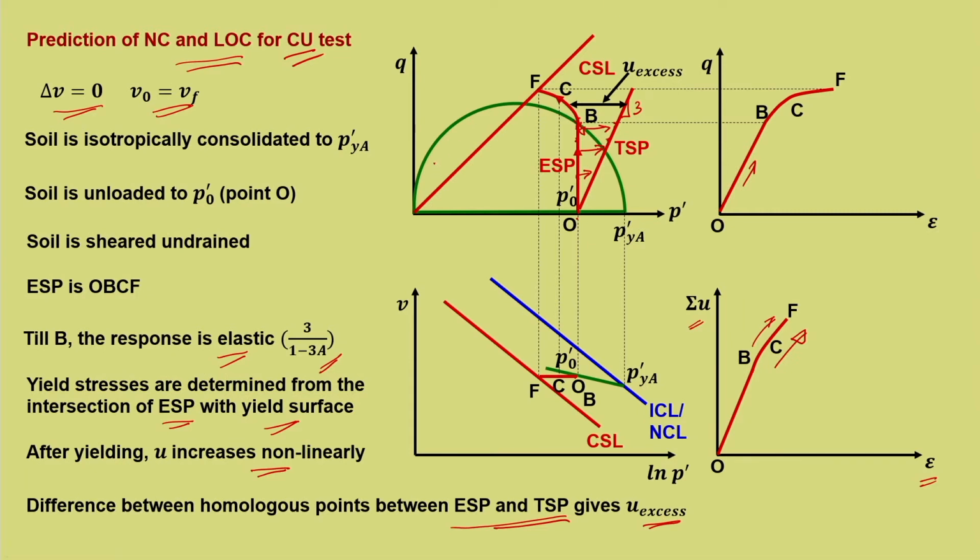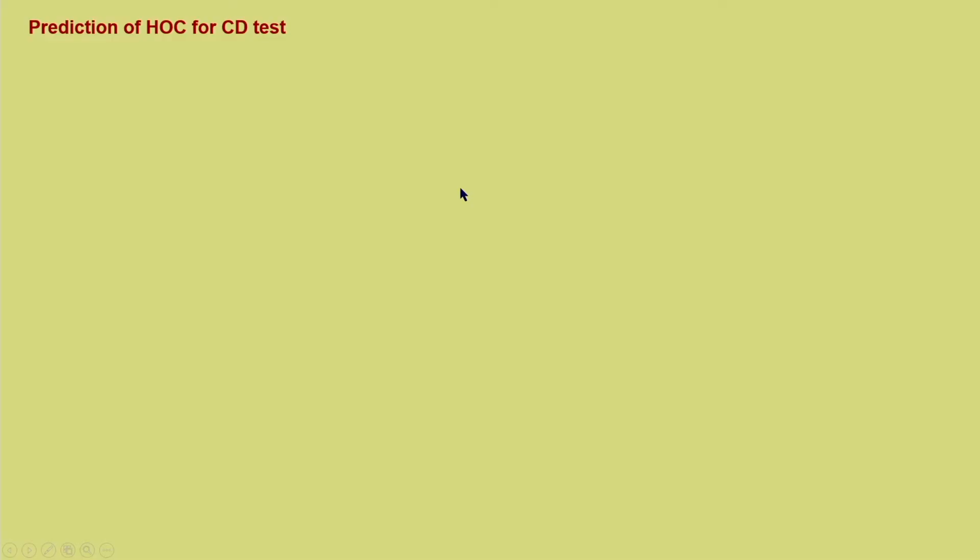So, based on the MCCM, that is the elliptical yield curve and the effective stress path information, jointly we will be able to predict the yield point and the failure point. But obviously, for all these we need to know the critical state parameters. So, now let us see prediction of HOC for CD test.